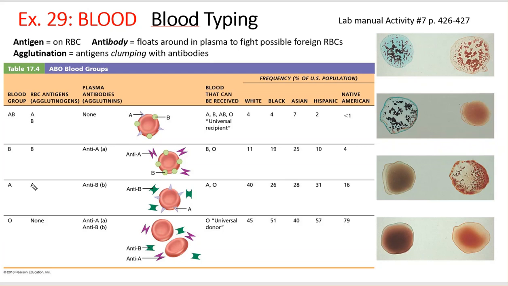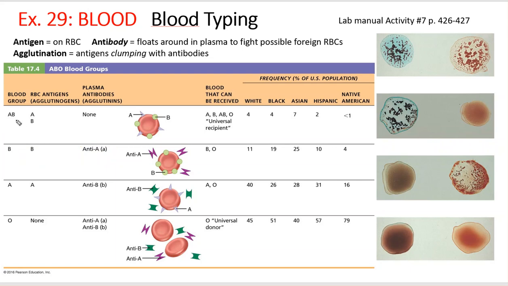So a person with type A blood has A antigens on their red blood cells, and they will generally have anti-B antibodies floating in their plasma because they're just waiting for any B-flavored red blood cells with B antigens on them to show up. They're ready to attack them and clump them so that they don't invade the rest of your body. A type B person has a B antigen on their blood, so the little circles right here, and they're going to have anti-A antibodies floating around in their plasma, ready for those foreign A-flavored red blood cells to show up so they can kill them.